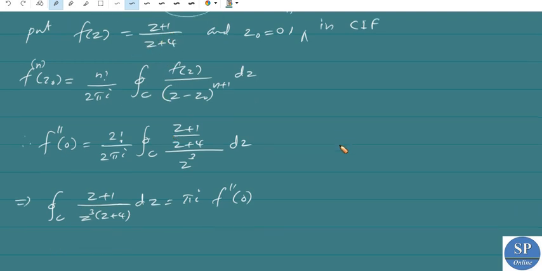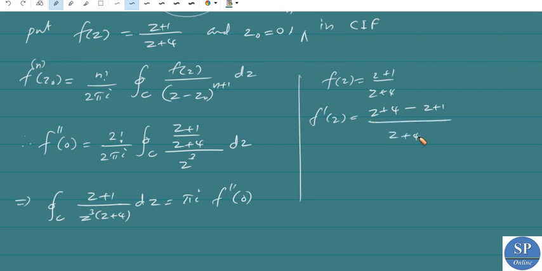Since f(z) is equal to z plus 1 divided by z plus 4, we have f dash of z by the quotient rule: (z plus 4) into the derivative of z plus 1, which is 1, minus (z plus 1) into the derivative of z plus 4, which is also 1, divided by (z plus 4) power 2. So this is z minus z, 4 minus 1 is 3, so 3 by (z plus 4) whole square. This is f dash of z.